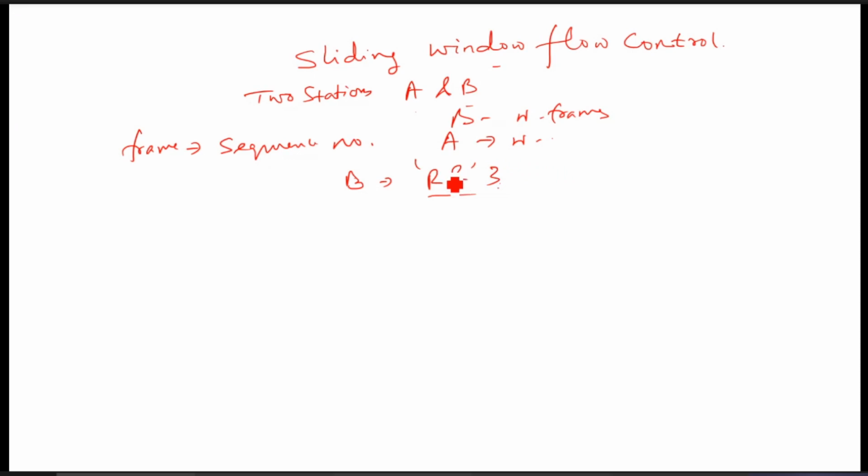But if B acknowledges RR3, that means it has received 0, 1, 2. Three frames have been received and it is ready to receive the frames starting with the number 3. So here the sequence number is most important. Frames are numbered. For stop and wait flow control, there are no such sequence numbers. Keep in mind, this is the basis of the sliding window protocol. That means here multiple frames can be acknowledged at a time, right.